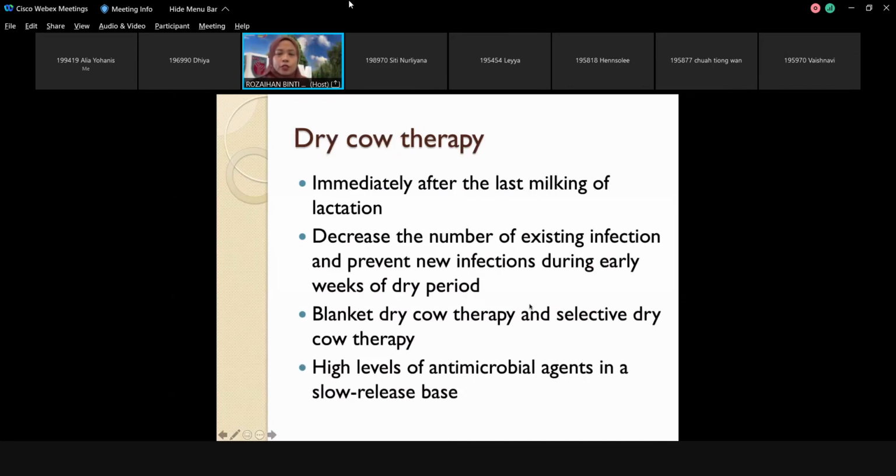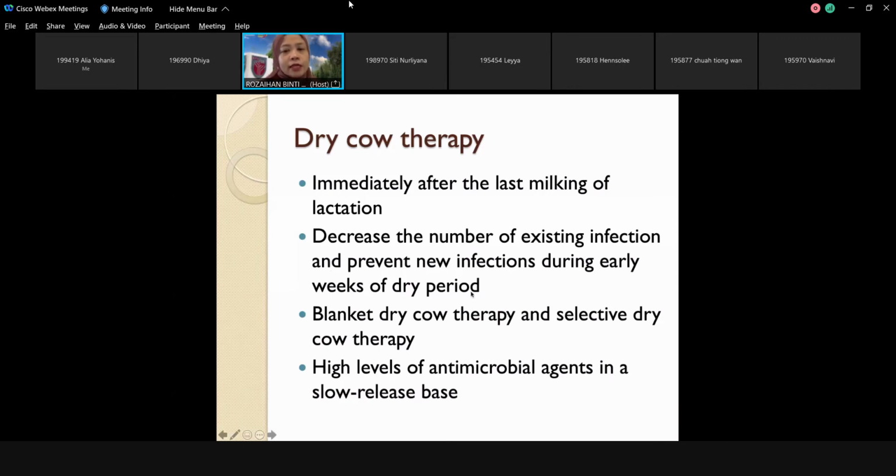All right, so this is dry cow therapy. Don't get confused with dry period. Dry period is actually a physiological phase in dairy cows. Dry cow therapy is when you give antibiotics immediately after the last milking of lactation, before you start the dry period. The function of dry cow therapy is to decrease the number of existing infections if there is an infection, and at the same time prevent any new infection during the early weeks of the dry period.